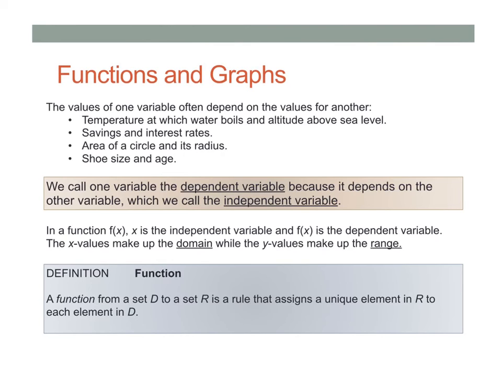Okay. So a function from a set D to a set R is a rule that assigns a unique element in R to each element in D. That's just exactly what Ryan said. So don't worry about that definition too much. It sounds more complicated than it is. It's just that each x only has one y.